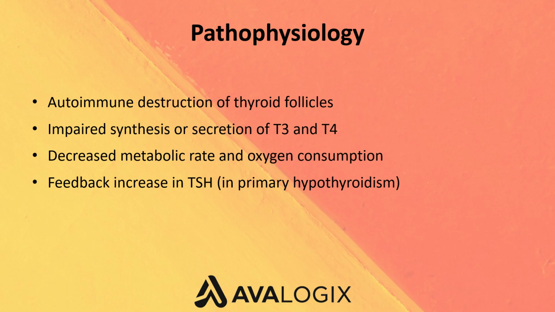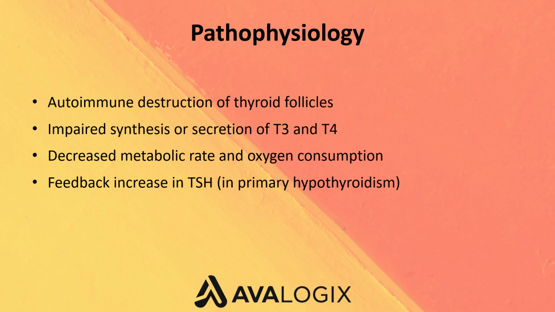Hypothyroidism results from reduced circulating thyroid hormones, leading to systemic effects due to impaired metabolic activity. In autoimmune hypothyroidism, cytotoxic T-cell-mediated destruction of thyroid follicles leads to decreased synthesis and secretion of T3 and T4. The hypothalamic-pituitary axis responds by increasing TRH and TSH secretion in an attempt to stimulate the failing gland. However, the thyroid cannot respond adequately, resulting in elevated TSH and low thyroid hormone levels, a hallmark of primary hypothyroidism.